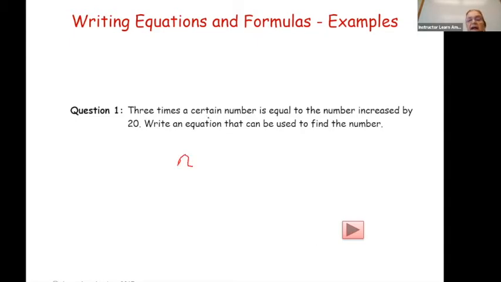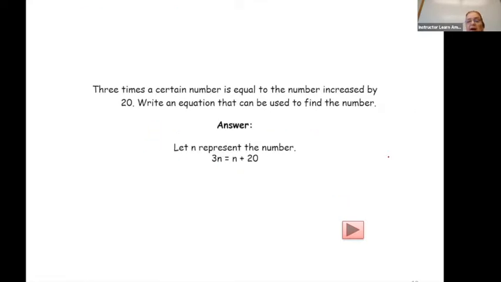We're saying here 3 times the number, so that means 3 times n, is equal to. When we say is equal to, that means an equal sign, the number itself increased by 20. Remember, increase means we add. So this is the equation or formula that relates the English sentence to a symbolic sentence, which can then be solved by algebraic processes. n is the number, 3 times the number equals a number with 20 added to it, or increased by 20.